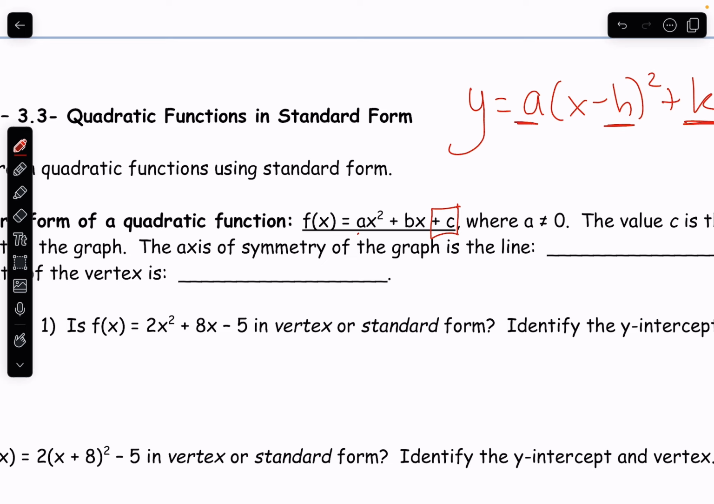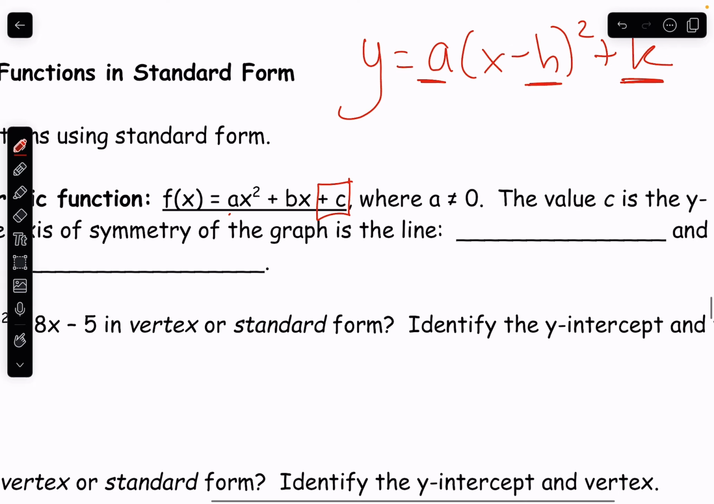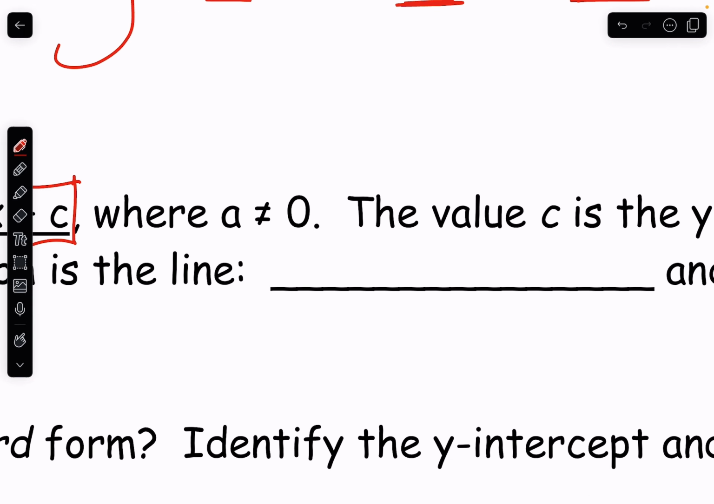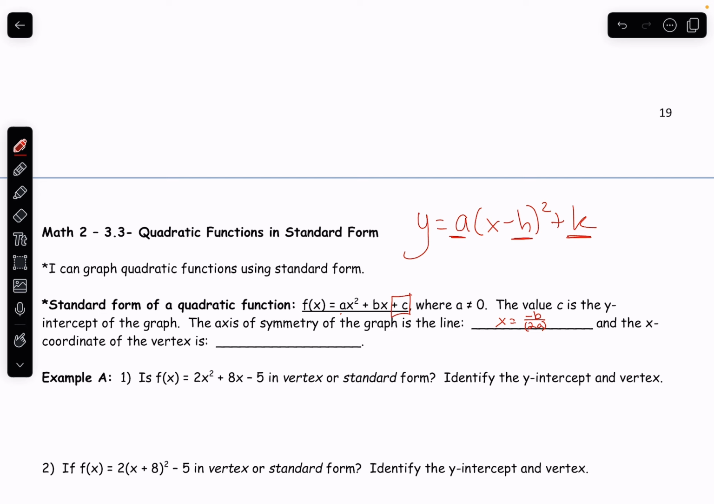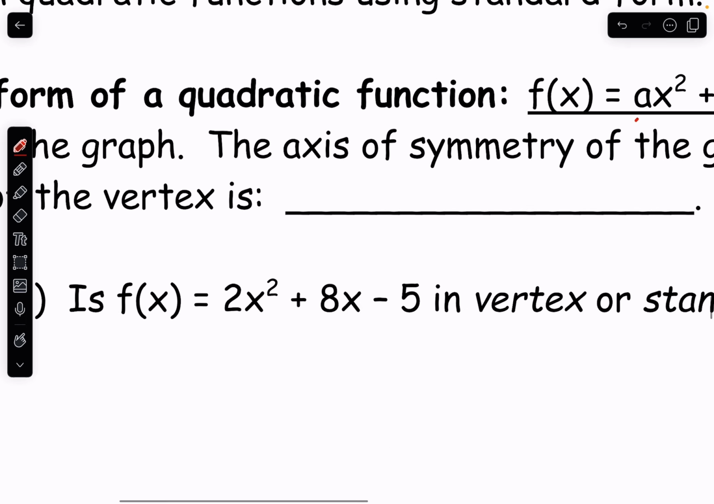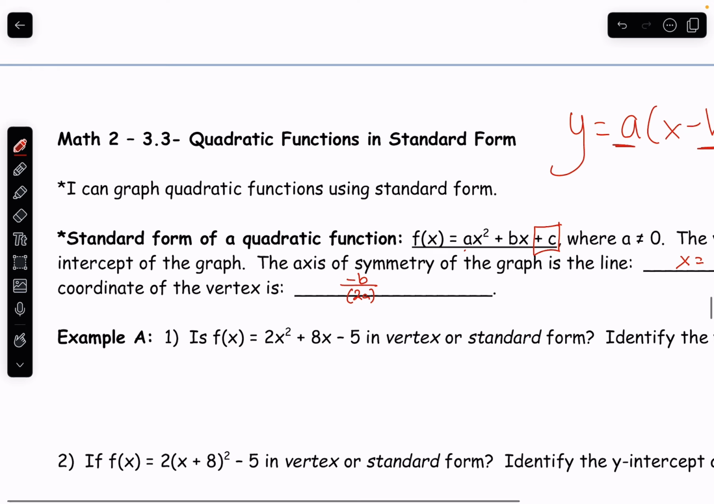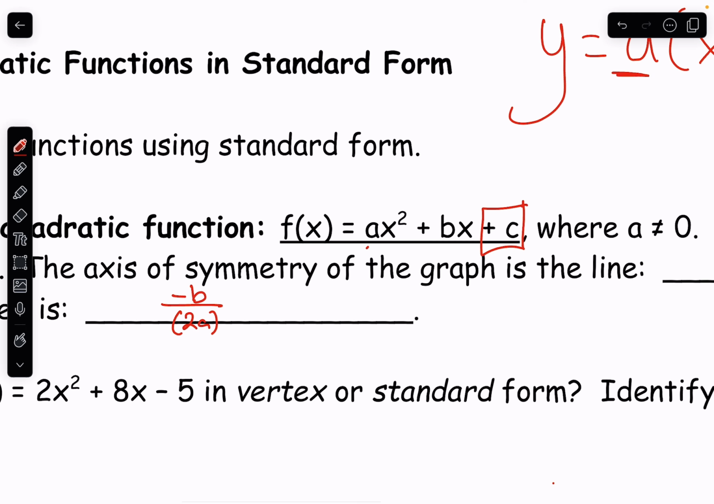Now, to find the vertex and the axis of symmetry in standard form, we have to calculate negative b over 2 times a. And, of course, our axis of symmetry is always x equals, so it's going to be x equals negative b over 2 times a. And the x-coordinate of the vertex, which is the axis of symmetry, is also negative b all over 2 times a. You're probably wondering, where is Miss Slattery getting this from? I will show you how we find this from standard form, okay? Basically, the b and the a are just the coefficients on x and x squared.